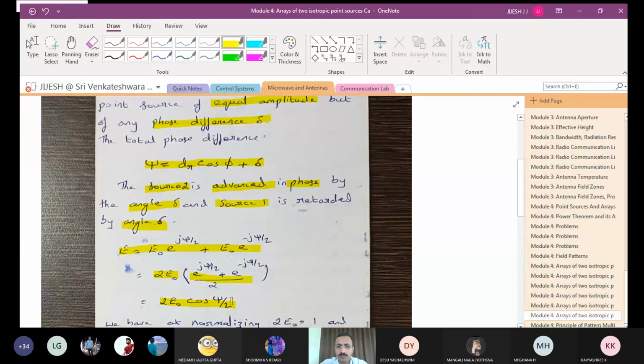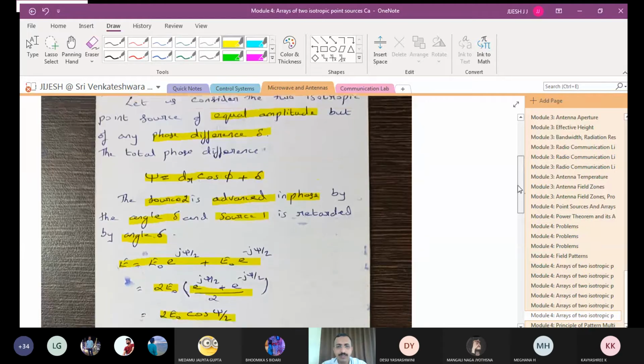We have been doing this in the previous cases as well. We have to substitute 2 E naught is equal to 1, and psi we have already seen is dr cos phi plus delta. We will make use of all these things for further simplification. You can make a note of these few equations, and we are going to simplify further and see how to proceed with case 4.